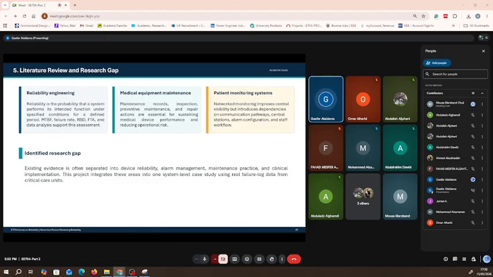So in patient monitoring systems, network monitoring improves central visibility, but introduces new dependencies: communication pathway, central station, alarm configuration, and workflow. The research gap is that these topics are often studied separately. This project integrates them into one system-level case study using real failure log data from critical care units.